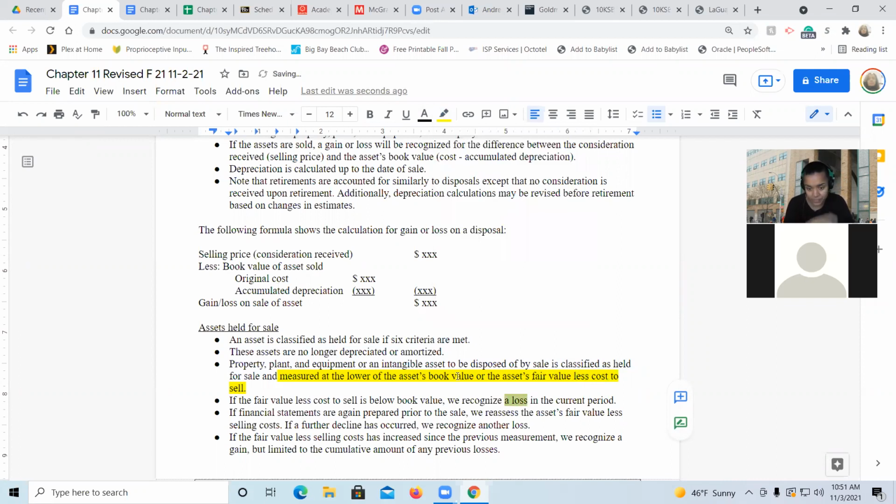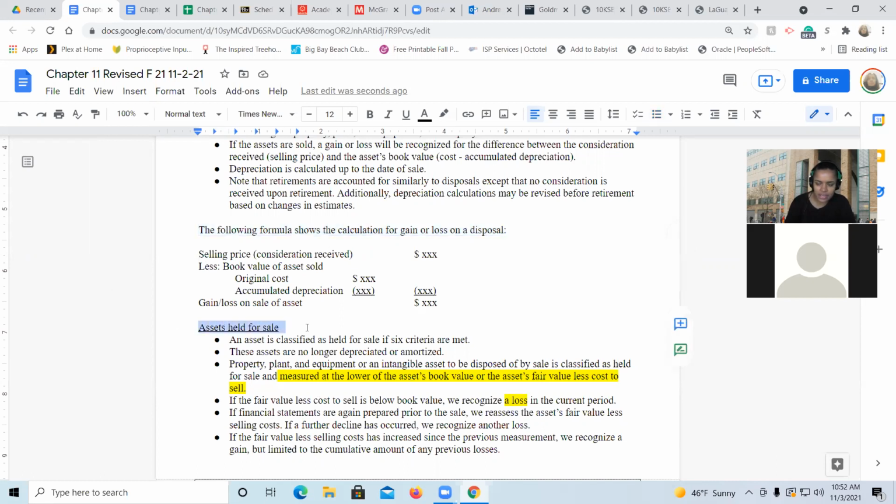Typical instructions from GAAP: take the loss in the period in which it occurs. If the fair value is more than the book value, you do nothing. And if the asset just stays there and hasn't been sold, every time you issue financials, you revisit the calculation to see whether there's been any change. So this formula is for when the asset is actually being sold or disposed of.